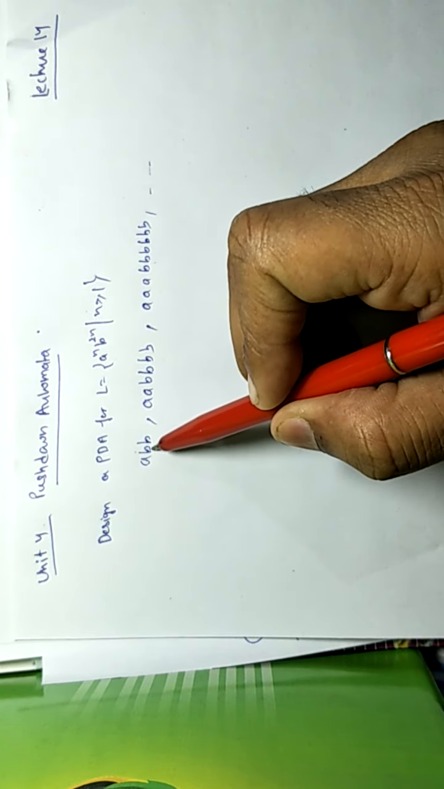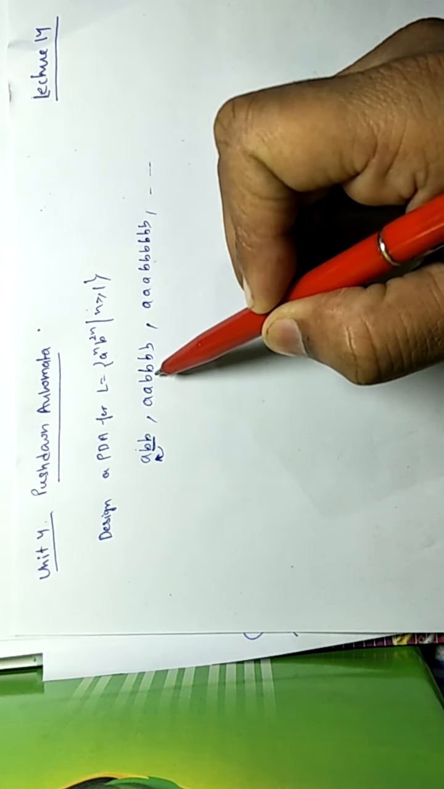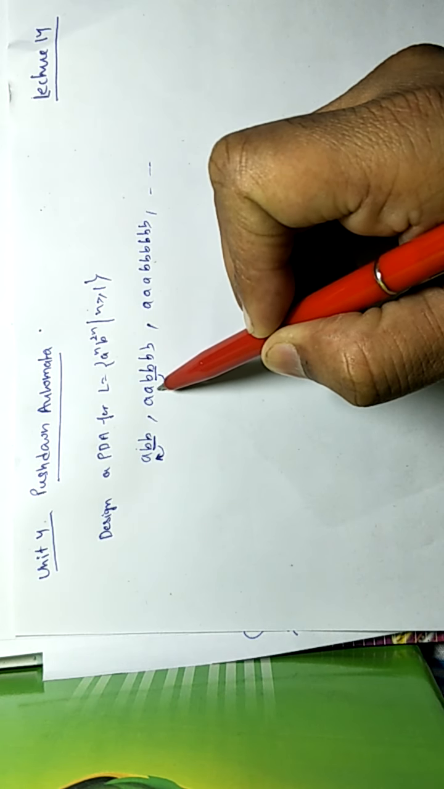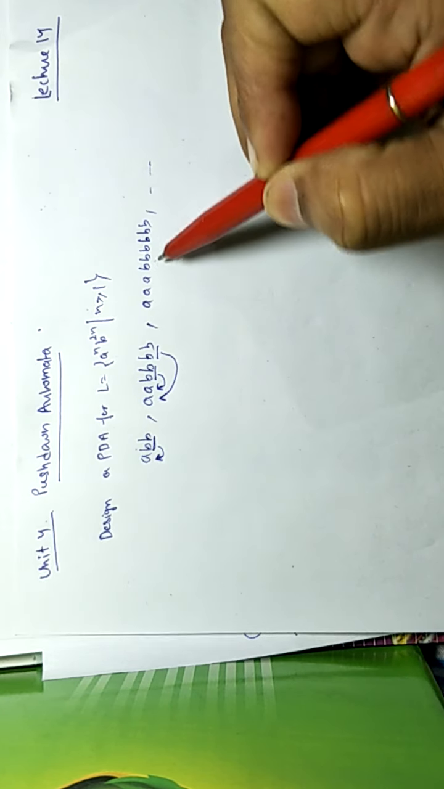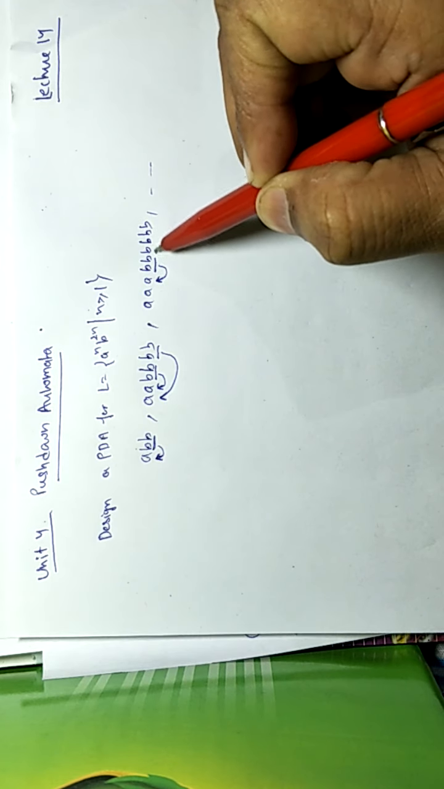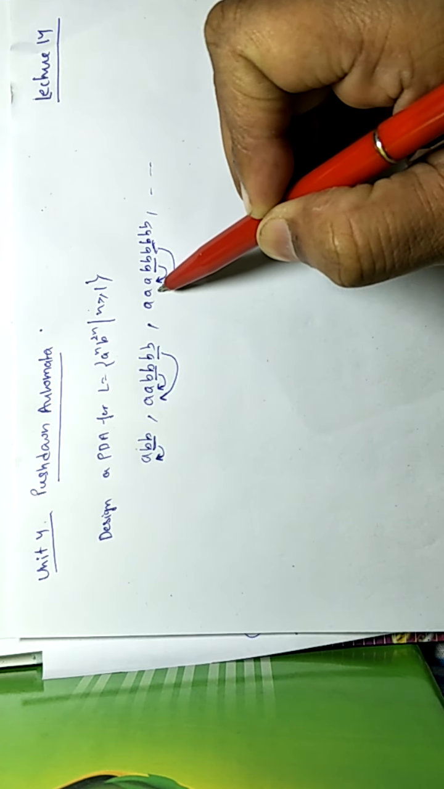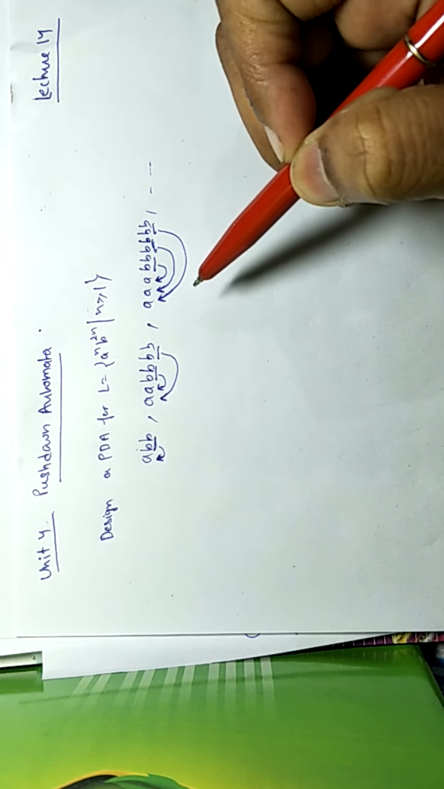In this language, for every 2 b's there is an a. For every 2 b's there is an a.